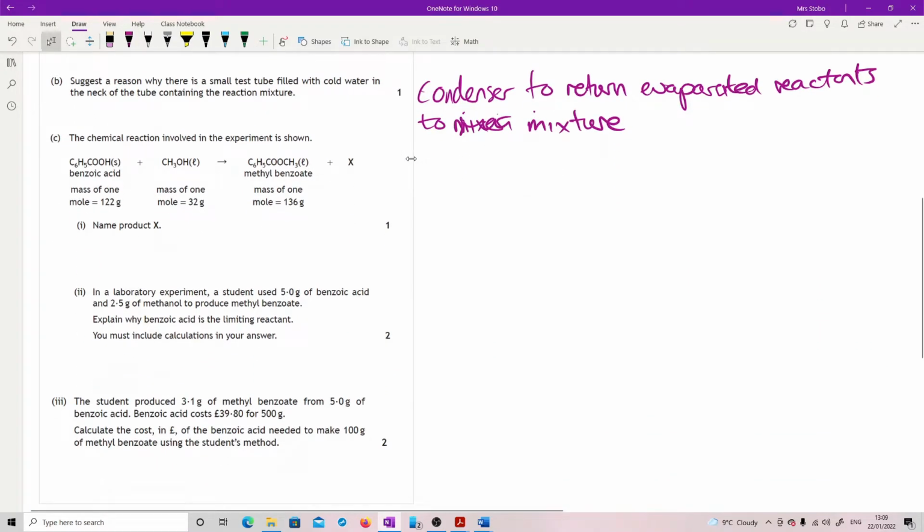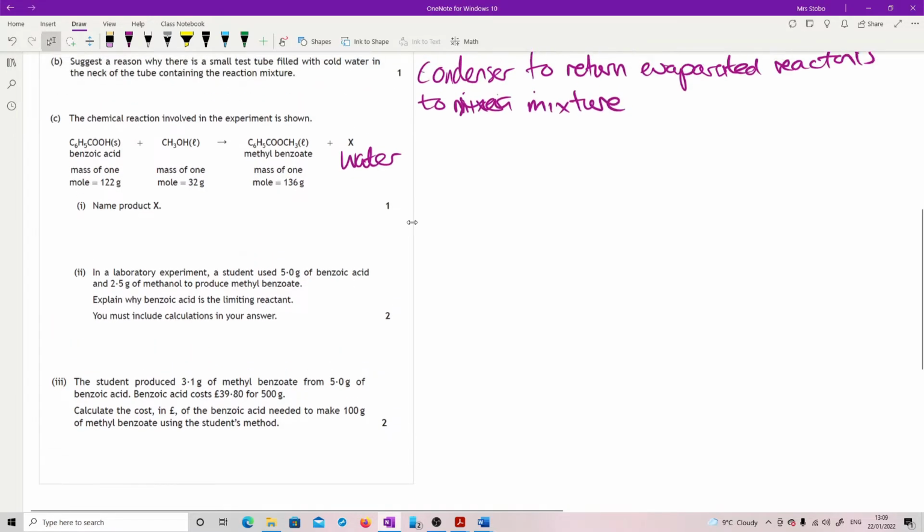Okay, chemical equation involved is given. Name product X. Okay, so we have benzoic acid and methanol here, giving you methyl benzoate. So X is water. Okay, that's just a standard condensation reaction.